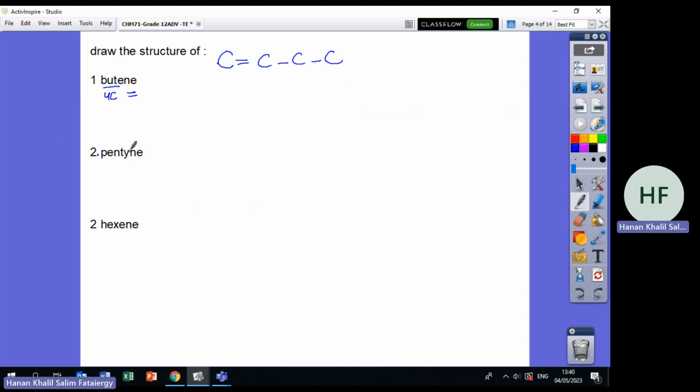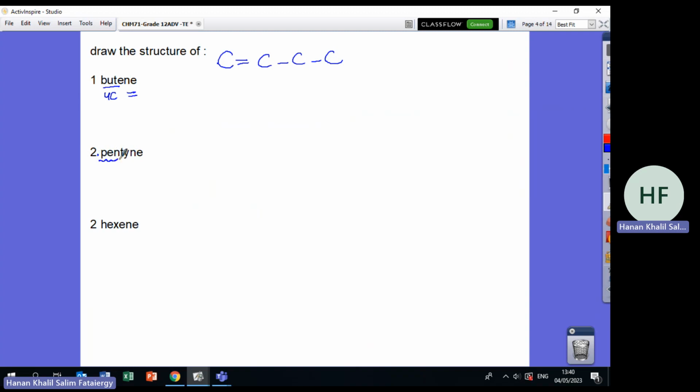When I say 2-pentyne, what does 2-pentyne mean? First, pent means 5 carbons, yne means triple bond, and 2 means my triple bond is at the second carbon. So I will draw 5 carbons, with the triple bond on the second carbon. I can say either this one is the second or this one is the second. Now CH2, CH3. The formula is C5H8. Notice that the 8 is 5 times 2 minus 2. So this is alkyne.